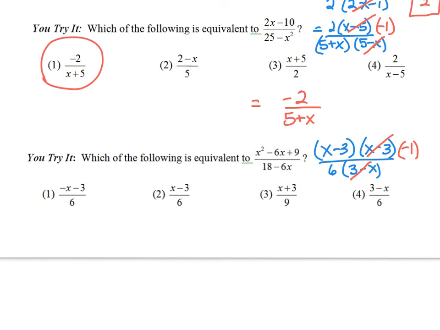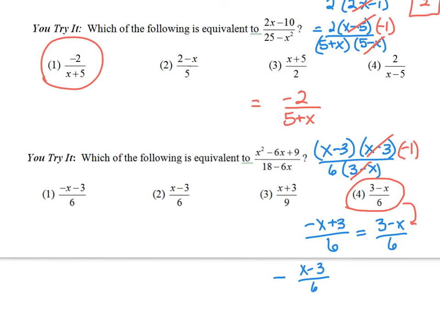Now I've got a couple different options for how I should write this answer. I can either take the negative 1 and distribute it through the numerator, in which case I'd have negative x plus 3 over positive 6. Now I could reverse my terms in the numerator, so that could also be written as 3 minus x over 6. I could also just take the negative sign and put it in front of the whole fraction. So I could say negative of x minus 3 over 6, and that would be equivalent as well. So when I look at my choices, I am going to pick choice 4, which matches this solution right here.